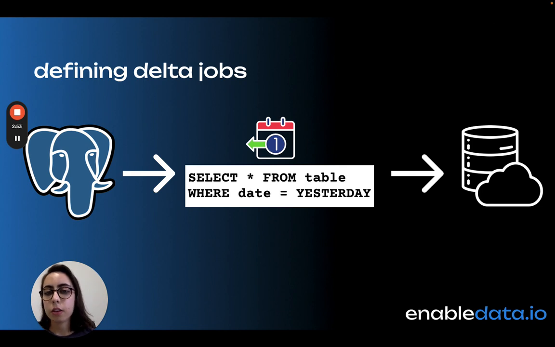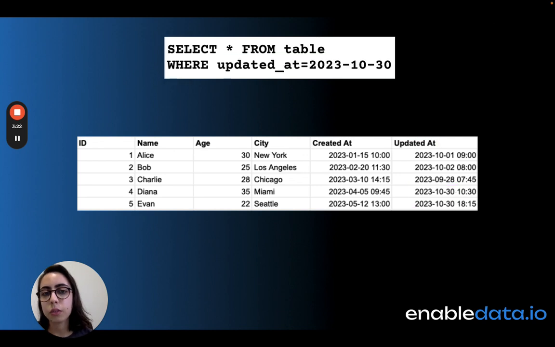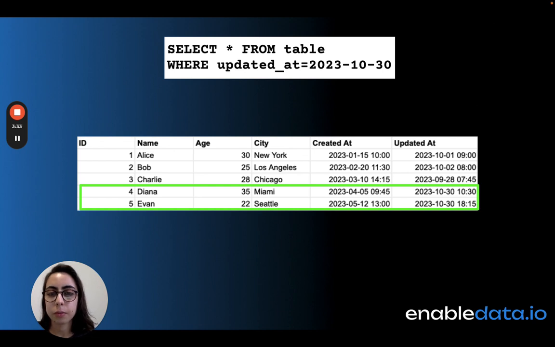Okay, so now defining Delta jobs. Instead of selecting all of the data from our table, we are going to select only the data that was updated or inserted yesterday. For example, here we have this updated field that we're going to be using as a reference for our date, and then we have the date that is yesterday, for example. We're going to filter our table to get only the rows that were inserted or updated yesterday, and we're going to bring that to our data platform.